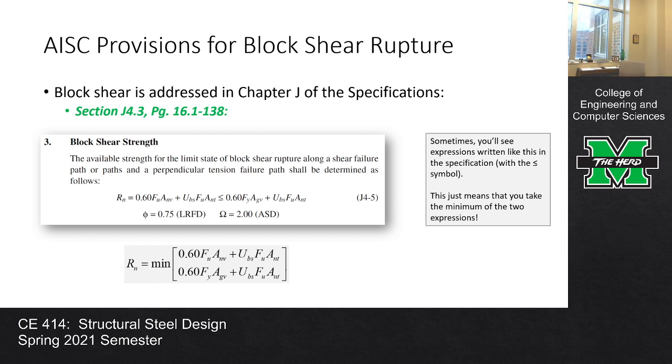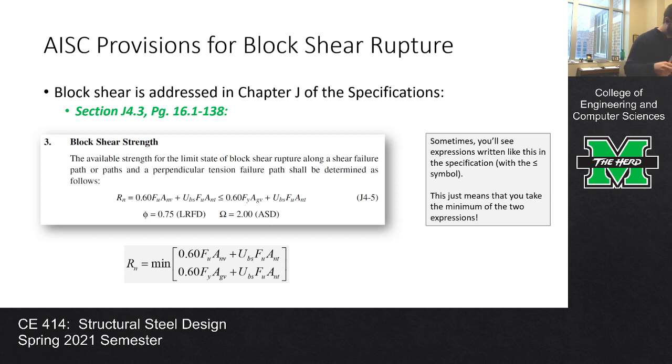And I'm going to grab my manual right over here. If you turn to section J4.3, it's on 16.1-138. I'm going to assume everybody's turning to that now. Just a little bit on the anatomy of chapter J. J1's the intro. J2 is on welds. J3 is on bolts. J4 is on the connecting elements. So that would sort of be what we're talking about here.